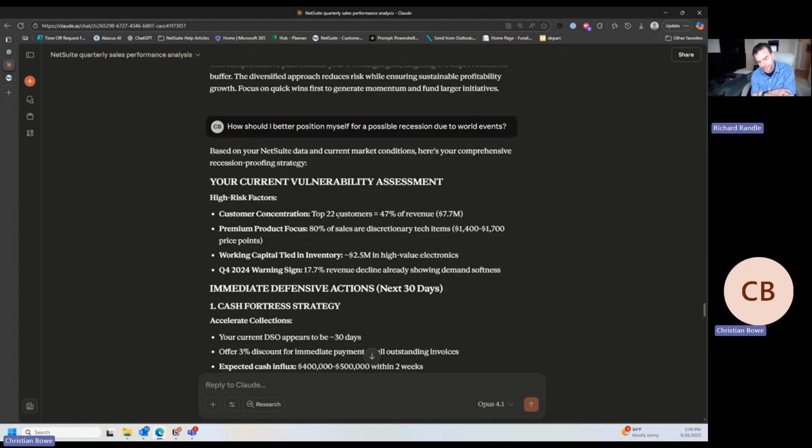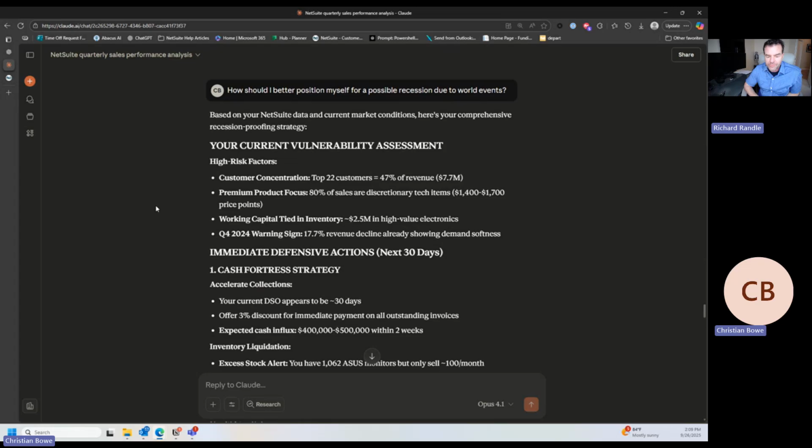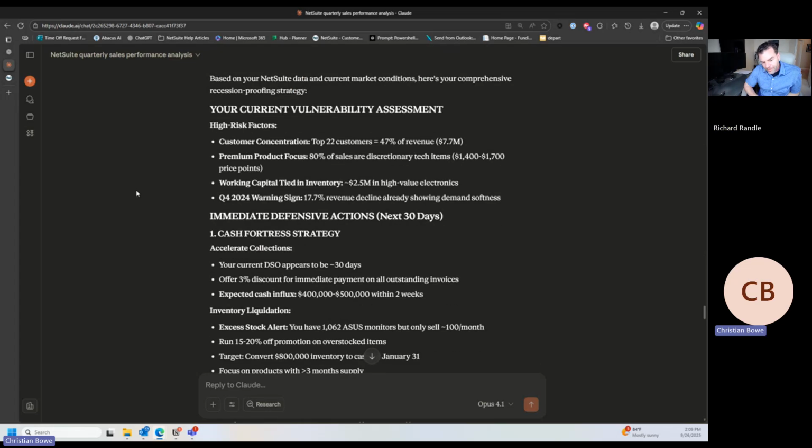Especially the most recent one, which is recession proof. How do I make my business recession proof? A lot of people don't want to have to think about laying off employees and staff. We've all got families and lives, so try and keep your team as close as you can. Here it gives us a couple of recommendations based on world events, bolstering yourself for a recession. Cash on hand, bolstering your cash fortress so that you're more recession proof.